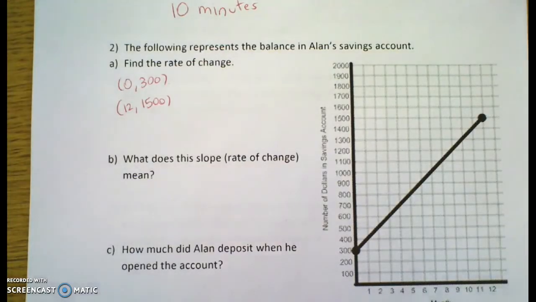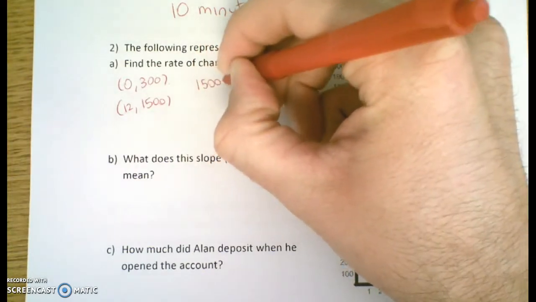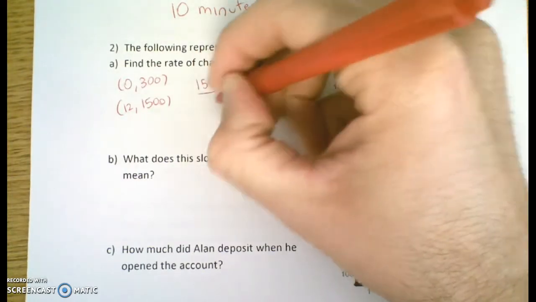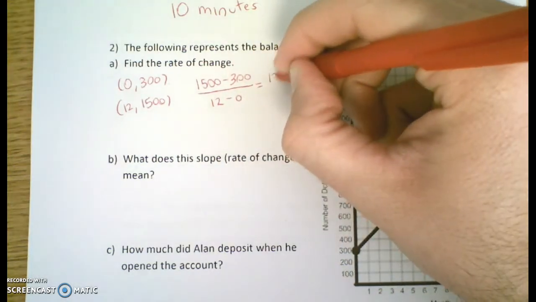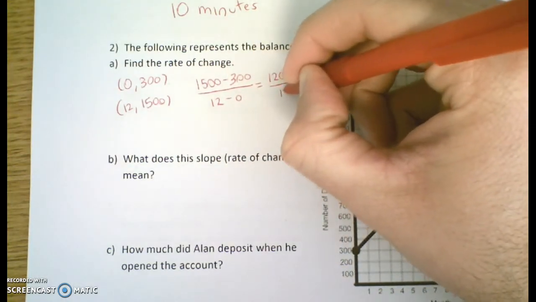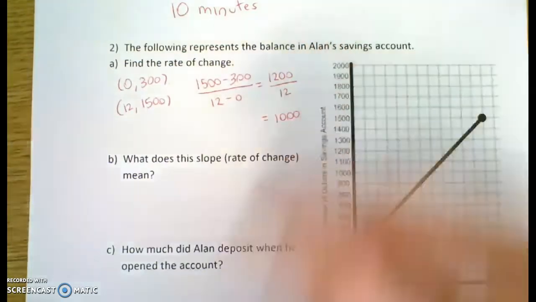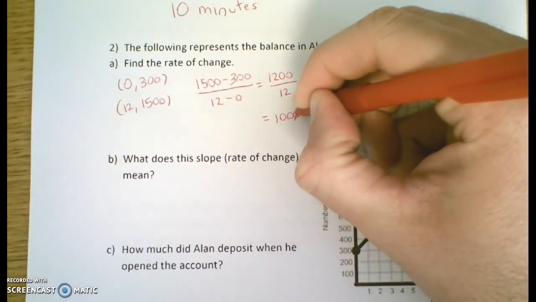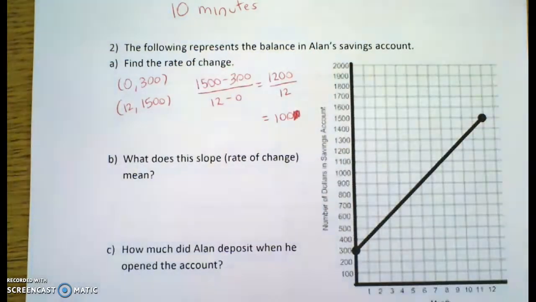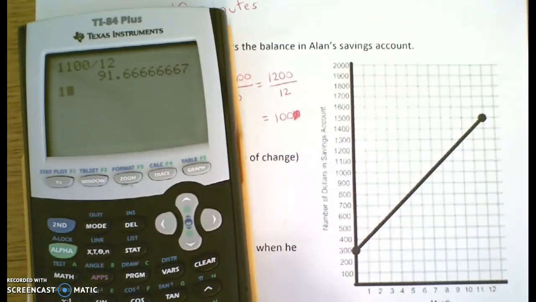And we're going to do the same thing here that we did last time. We're going to take the y values and subtract them, divided by the x values subtracted. So 1,500 minus 300 is 1,200. 12 minus 0 is 12. Dividing that, you'll get 100, because 1,200 divided by 12 is 100.